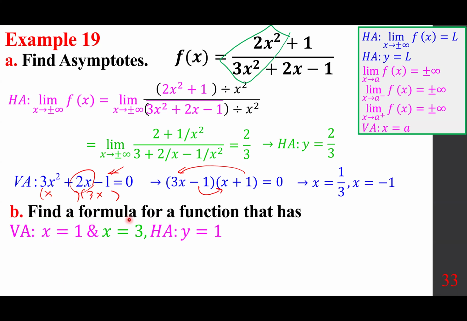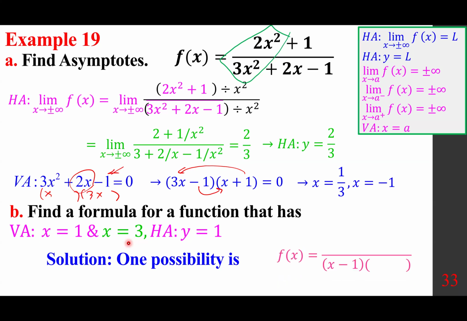Find a formula for a function that has VA x equals 1 and x equals 3, horizontal asymptote y equals 1. The reason it's asking for a formula is because there are different ways of getting the answers. And so, for example, because we have this information, one possibility is the following. X equals 1, so you need x minus 1 in the denominator. X equals 3, you need x minus 3 in the denominator.